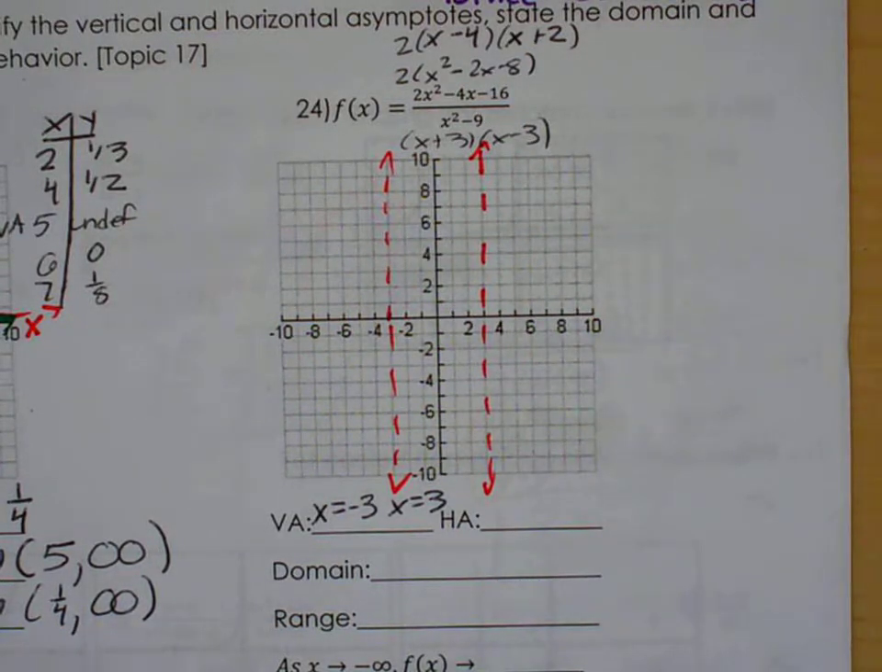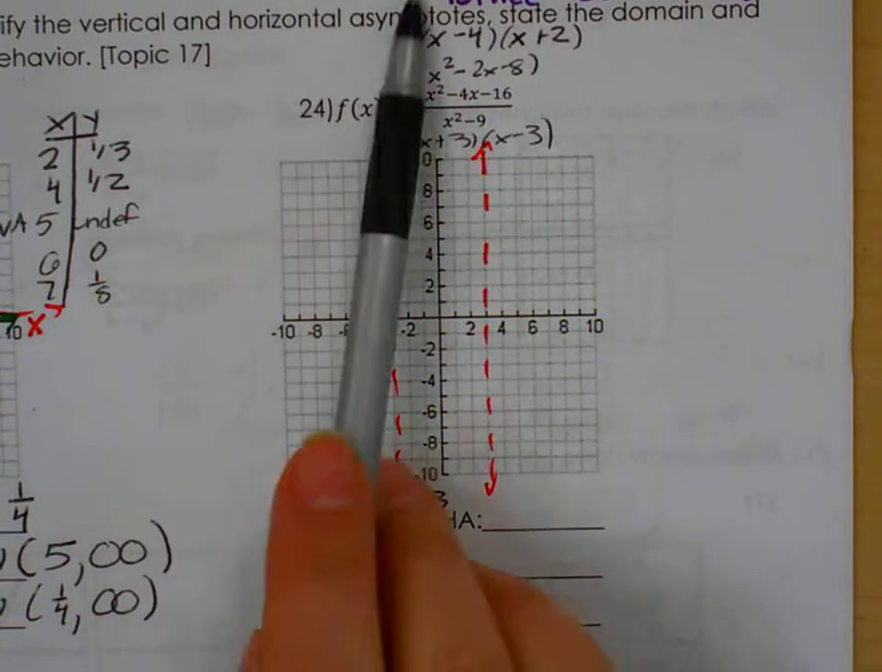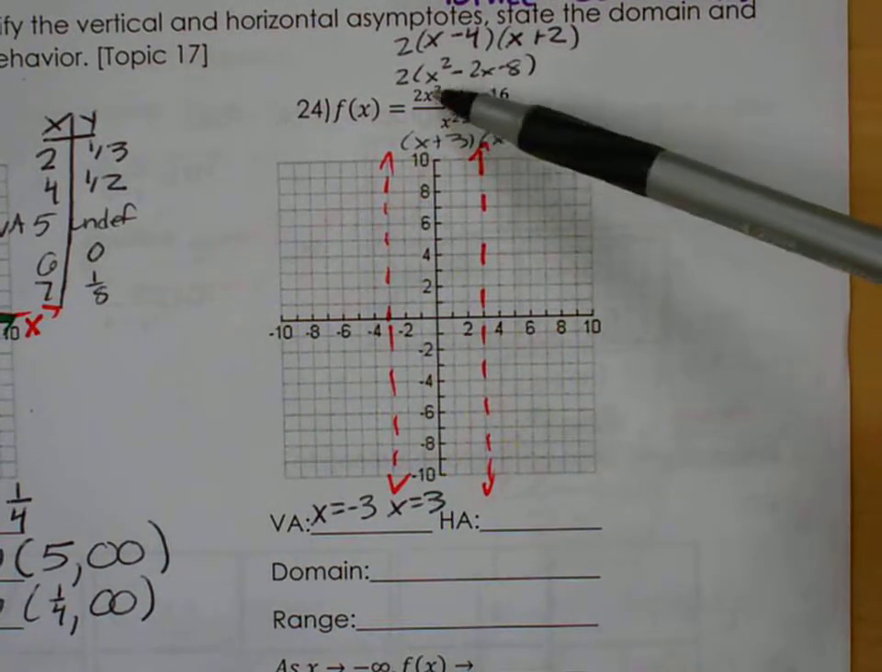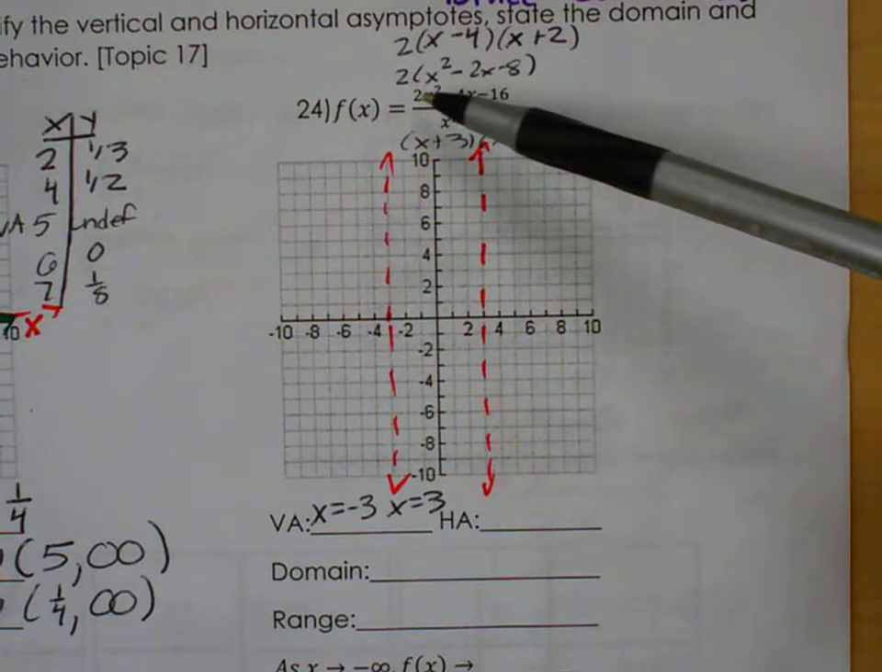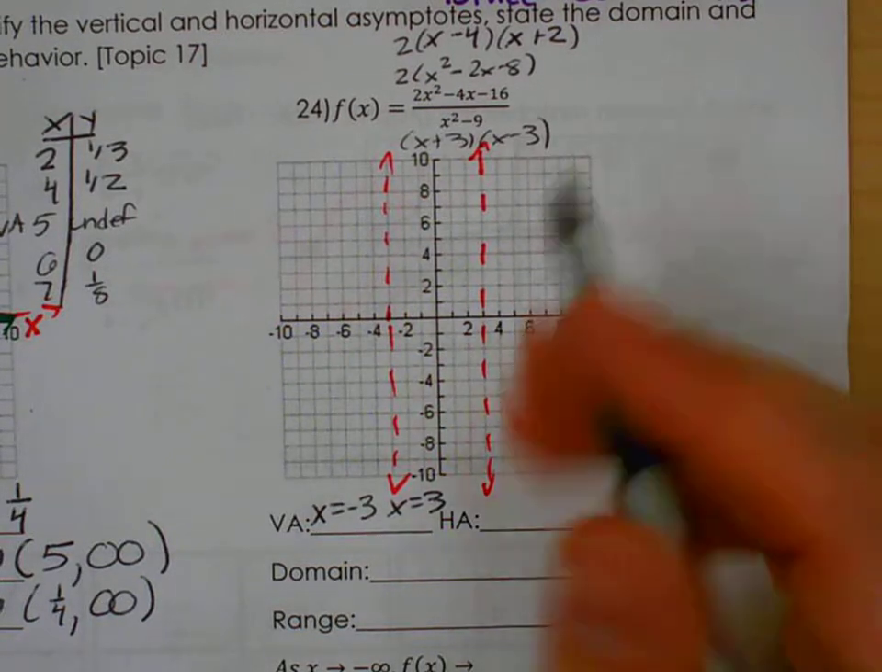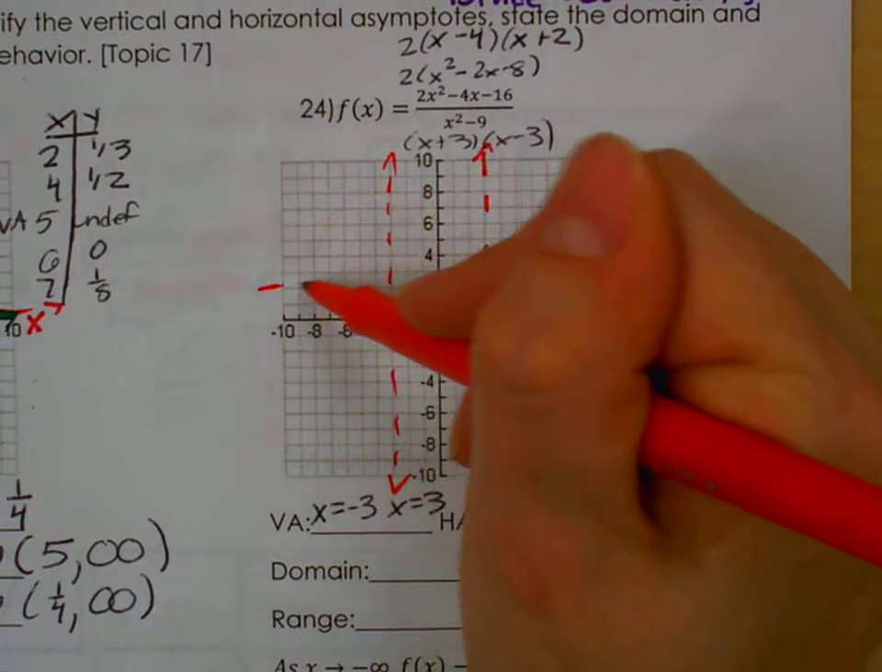My horizontal asymptote, if I look to see what kind this is, BOBO BOT and EATS DC. I'm looking at my exponents. This is EATS DC. Exponents are the same, divide coefficients. So again, my coefficient here is 2, my coefficient here is 1, 2 over 1 is 2. So that's my horizontal asymptote.